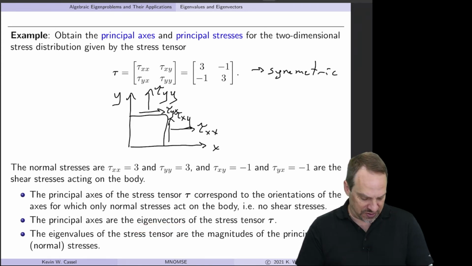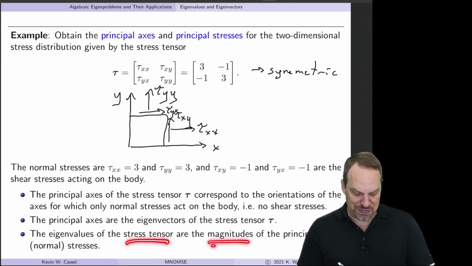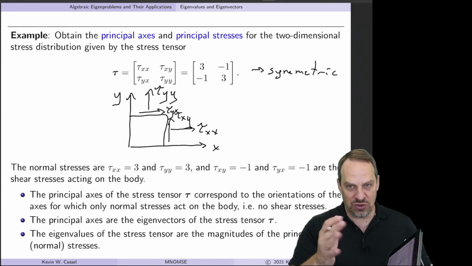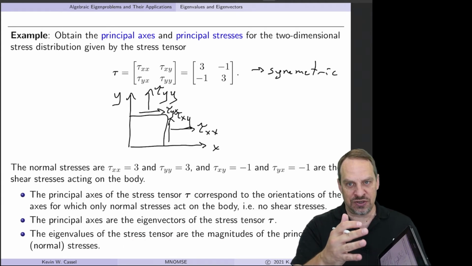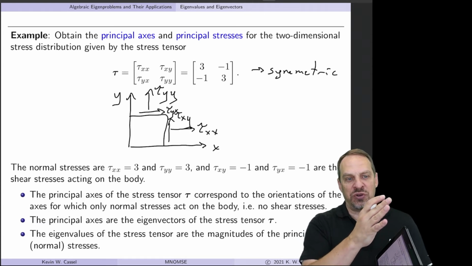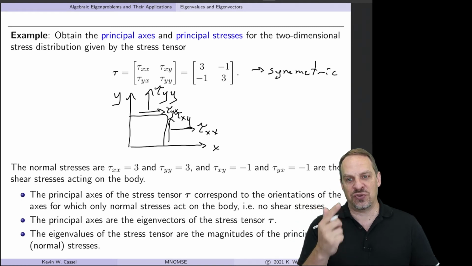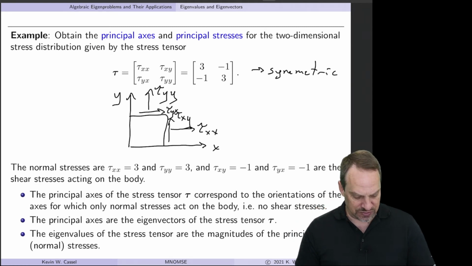I didn't go over the proof, but it's in the book. So then the eigenvalues of our stress tensor give us the magnitudes of those normal stresses. With respect to the new orientation, the new coordinate system, what are those normal stress values? Those are given by the eigenvalues. So eigenvalues give us the magnitude, eigenvectors give us the directions of these normal stresses.